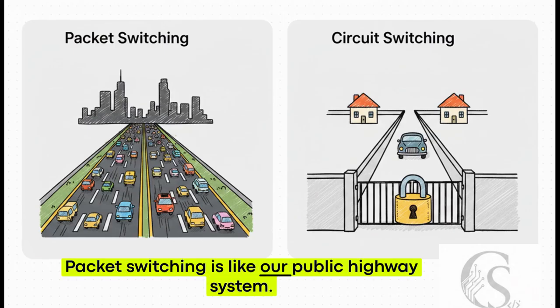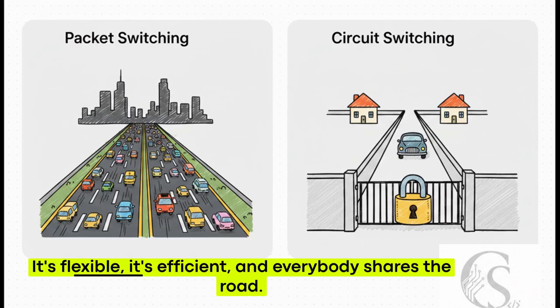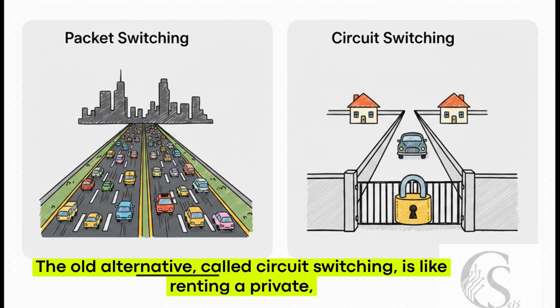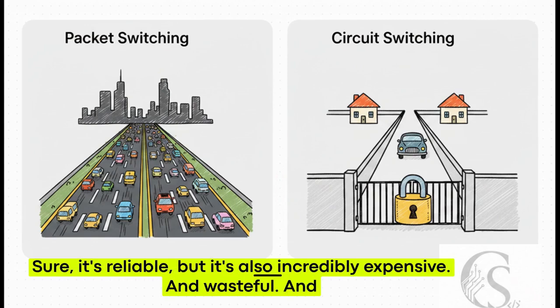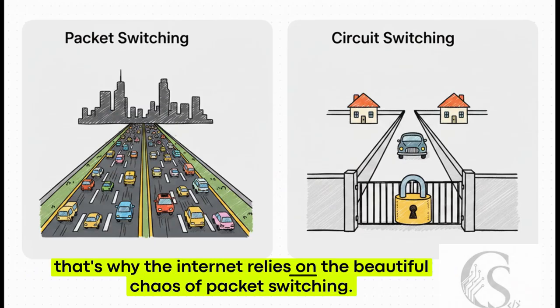And this right here really shows you why the internet works the way it does. Packet switching is like our public highway system. It's flexible, it's efficient, and everybody shares the road. The old alternative, called circuit switching, is like renting a private, dedicated road just for you. Sure, it's reliable, but it's also incredibly expensive and wasteful. And that's why the internet relies on the beautiful chaos of packet switching.